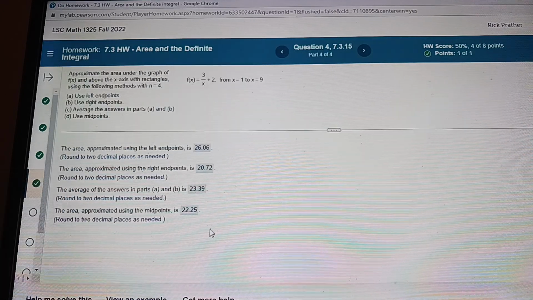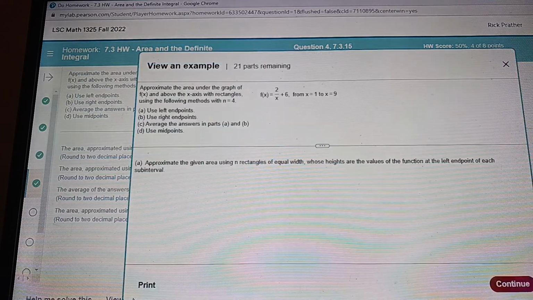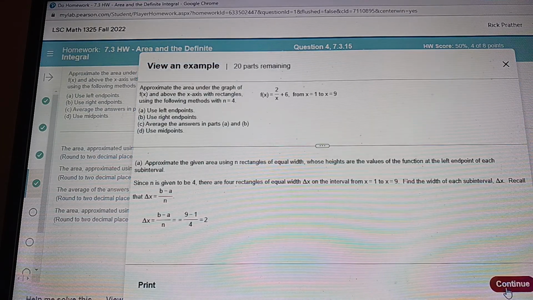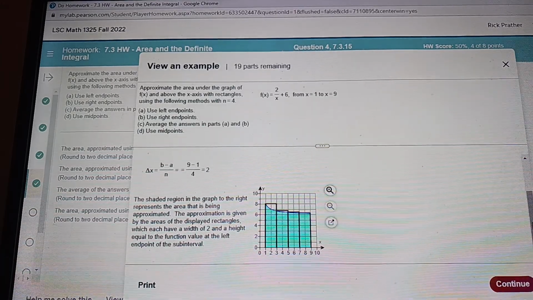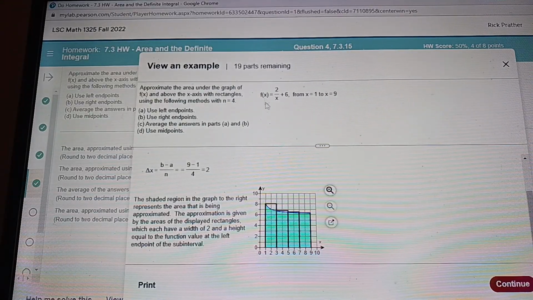Okay, so let me see, do they show the graph here or not? Yeah, see, here's the graph. So I wanted to show you this real quick. Here they're doing the left endpoint. So this is a slightly different problem, but it's still from 1 to 9, and there's still 4 rectangles. So you can see there are rectangles drawn in here. So for the left endpoints, you go all the way to where f of 1 would be. F of 1 on the curve is right there. So that's how you draw that rectangle.